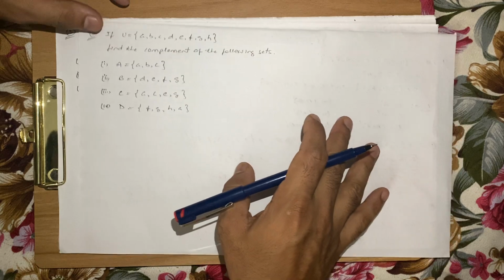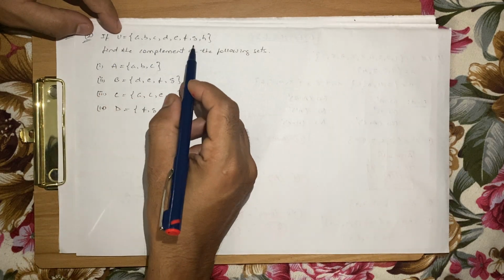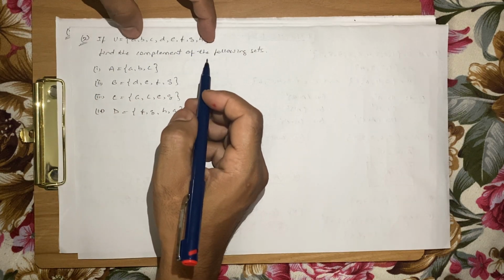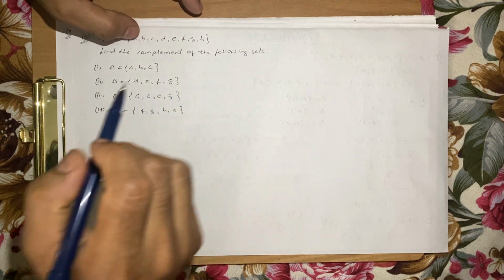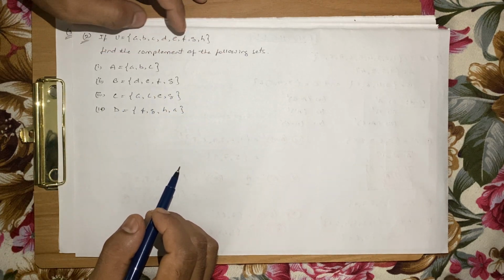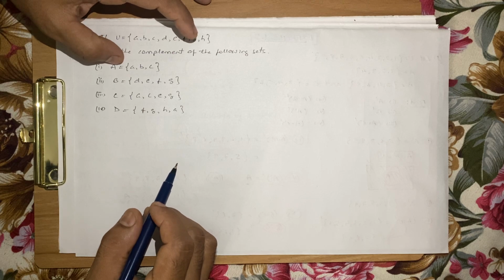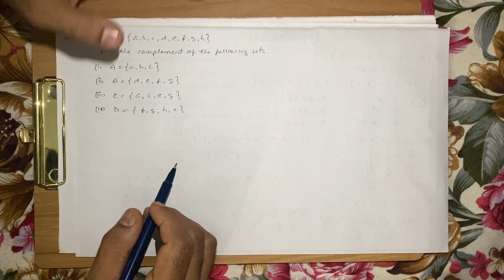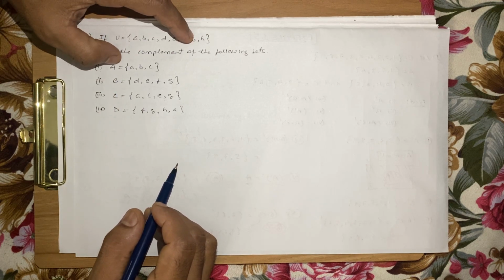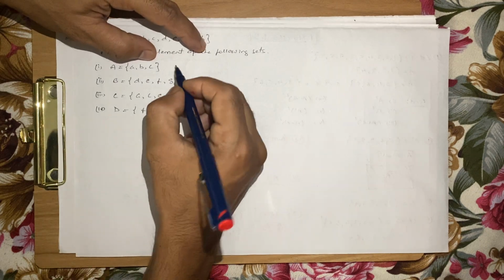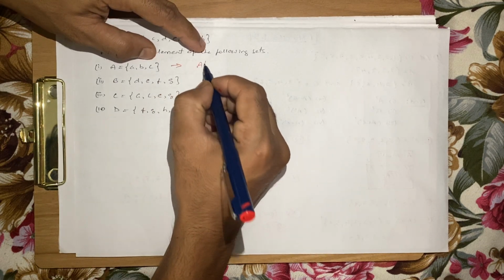Now the next question is, if U is A, B, C, D, E, F, G, H, this is the universal set that has been given to you. It says find the complement of the following sets. I need to find A complement, B complement, C complement and D complement. A is a set that has 3 elements in it. What will be A complement? A complement is A dash.